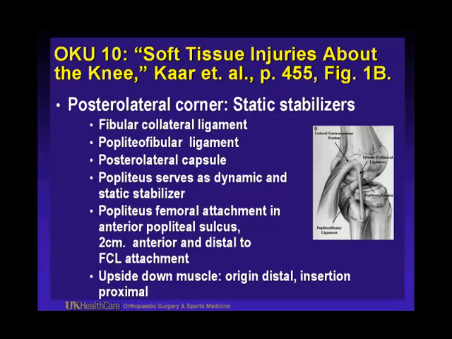So the posterior lateral corner consists of the fibular collateral ligament, the popliteofibular ligament, posterior lateral capsule, popliteus, which serves as a dynamic and static stabilizer, in the femoral attachment in the anterior popliteal sulcus, and then 2 centimeters anterior and distal to the fibular collateral ligament or lateral collateral ligament. It attaches on the tibia. The origin is distal, insertion is proximal.